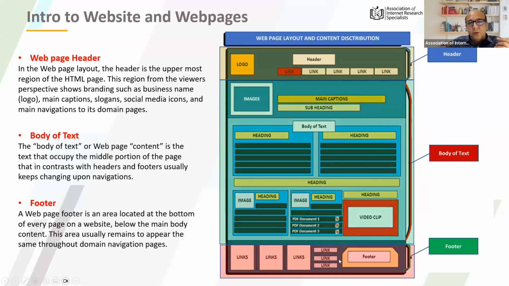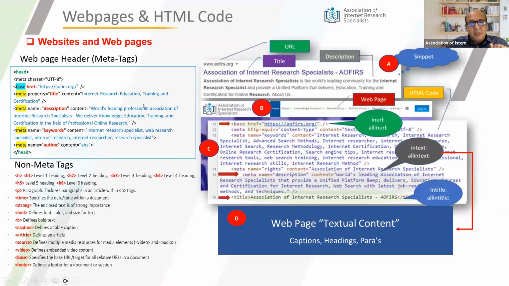In the footer portion, usually there are a lot of links. There is contact, and there is typical information. So the footer is also constant. It remains the same throughout the navigation that you do for that particular domain. Usually you will find that the footer and the header remain constant. Okay, so let's go and see what is considered meta and non-meta tags.